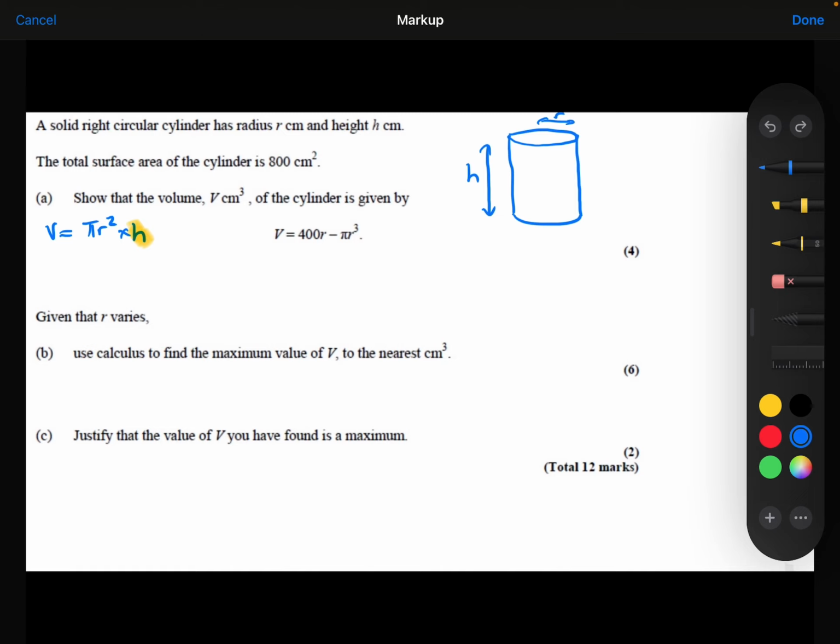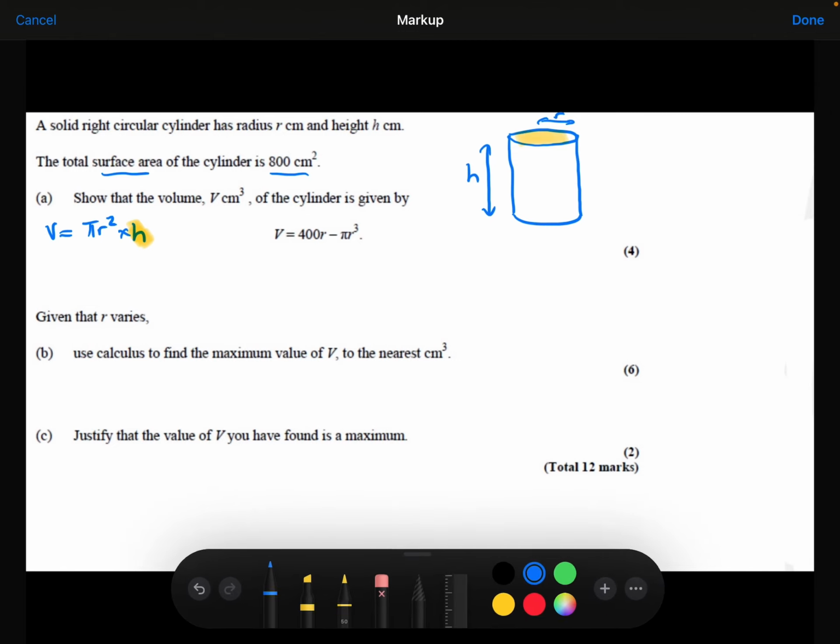We were told in the question that the surface area of the cylinder was 800 centimetres squared. So if I can get an expression for the surface area, I can make it equal to the 800 and then hopefully rearrange. For the surface area, we've got the circle on the top, which has an area of pi r squared, and then the same circle on the bottom. So we're going to have a surface area of 2 pi r squared, plus the rectangle that wraps around that.